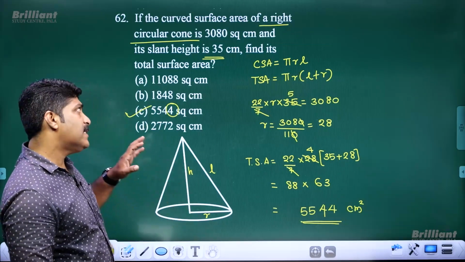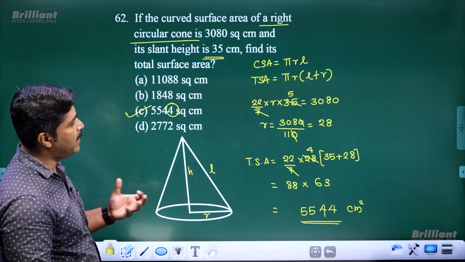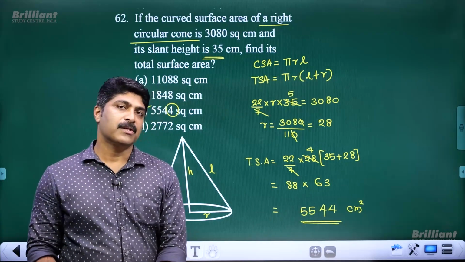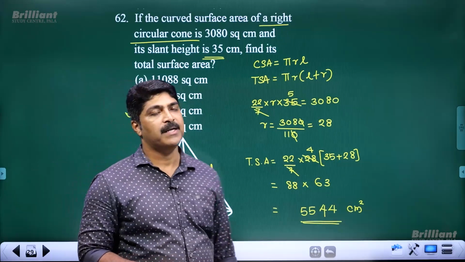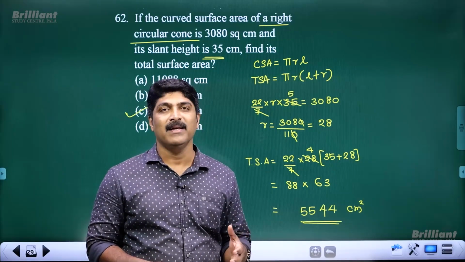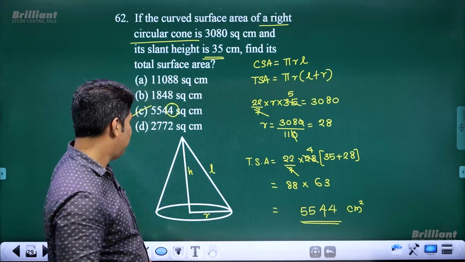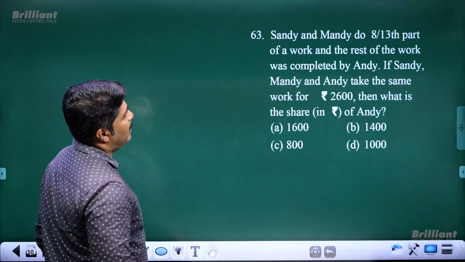So these are a result-wise approach. You have to recall the results related to the solid figures, even the geometric figures which you learned at school level. That will help you a lot. If you forgot those results, just recall them. Okay. Now the next question.